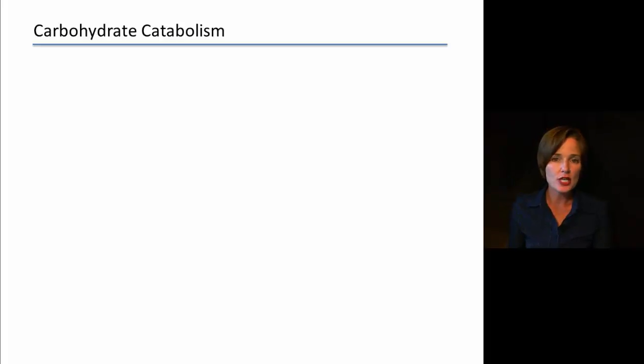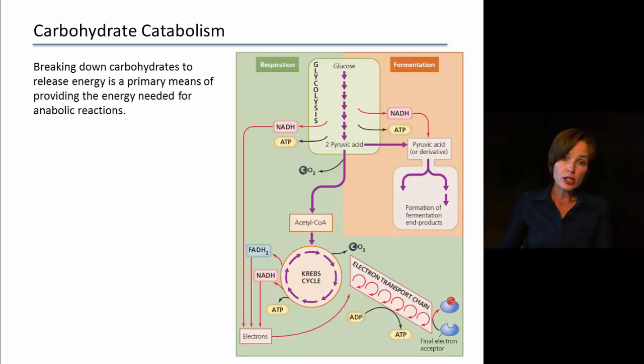Carbohydrate catabolism is going to be a very common process inside cells, and this process is going to take carbohydrates or sugar molecules and carefully break them open so that we can get the energy out of them. So here's a look at the major processes that are used to break down these carbohydrates. We have two main pathways. One of them is called respiration or cellular respiration, and the other one is called fermentation.